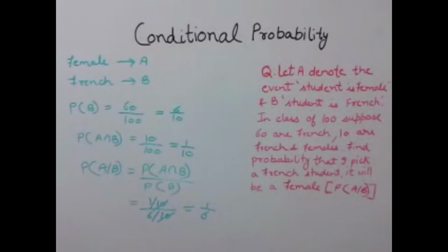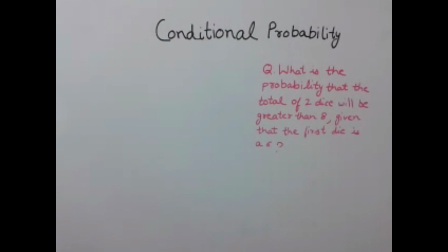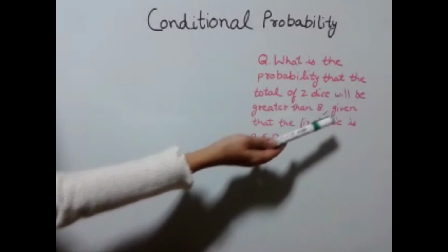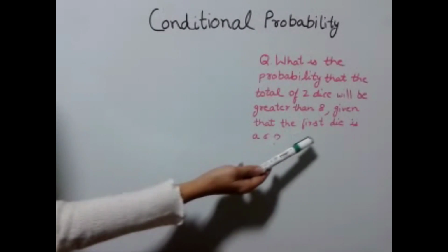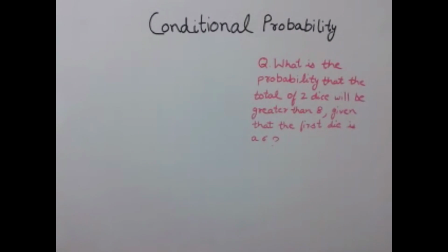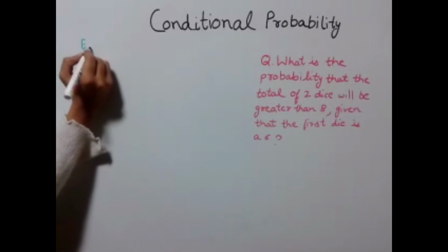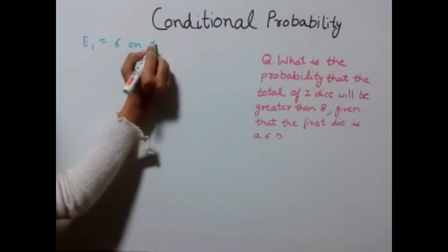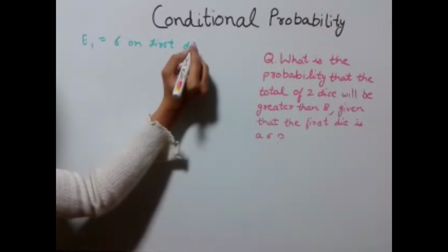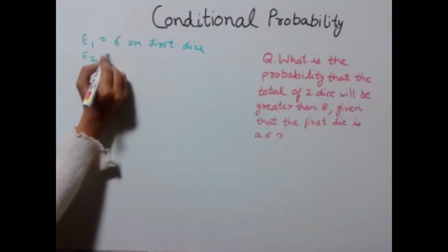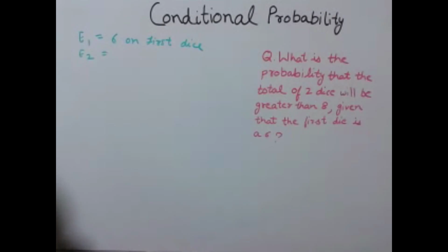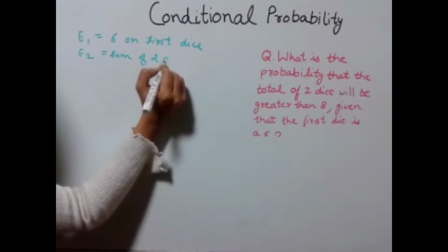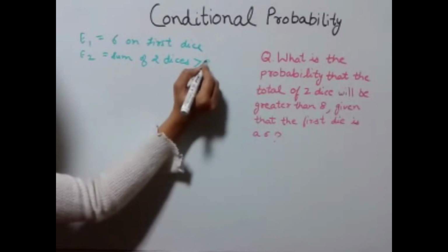Let's discuss another example. The question says, what is the probability that the total of 2 dice will be greater than 8 given that first die is a 6? Suppose E1 is equal to 6 on the first dice, and E2 denotes sum greater than 8 of 2 dices. So, sum of 2 dices greater than 8.